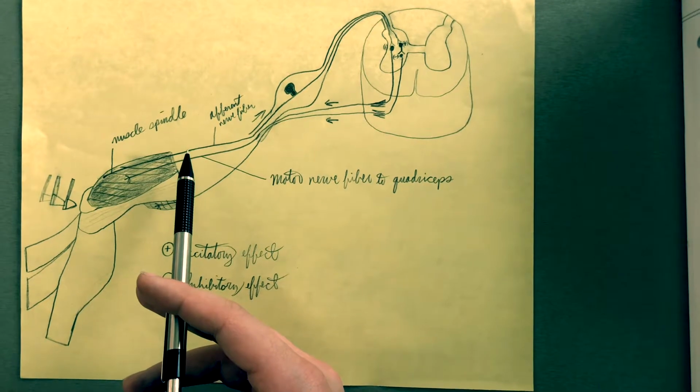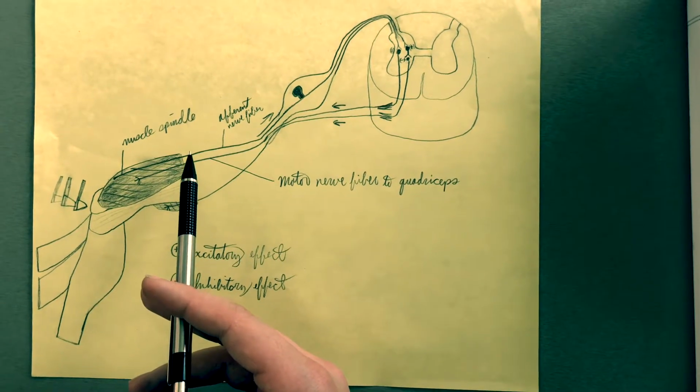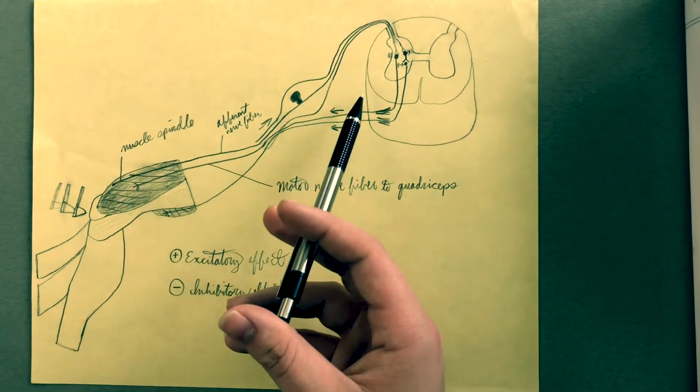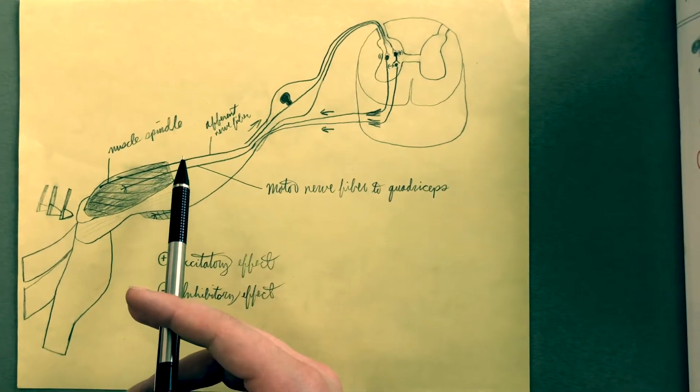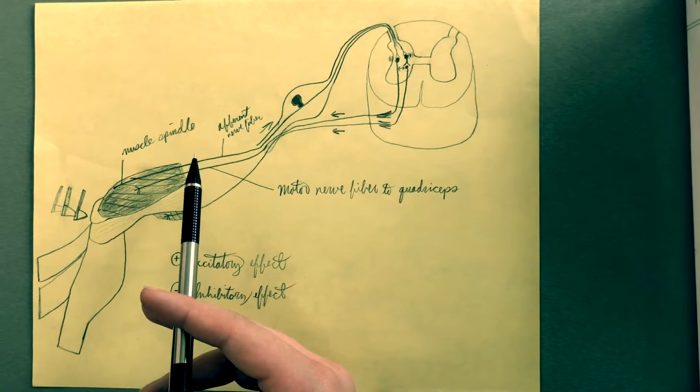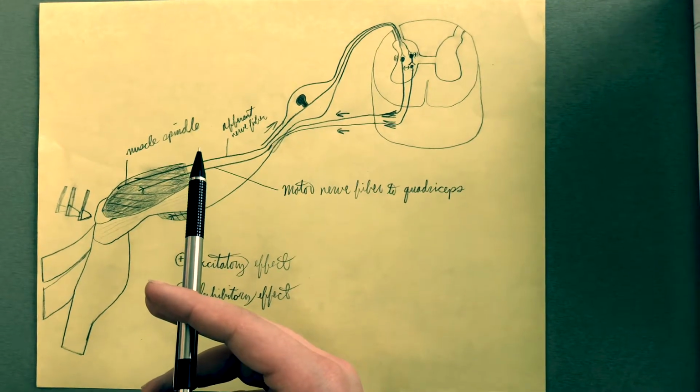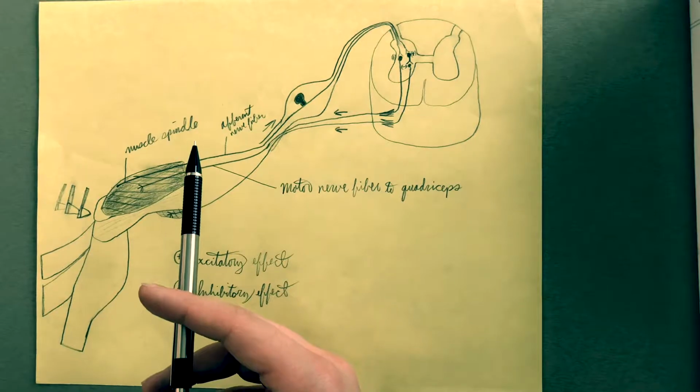At the same time, a branch of the afferent nerve fiber stimulates an inhibitory interneuron in the spinal cord. That neuron inhibits the motor neuron that supplies the hamstring muscles. Hamstring contraction is inhibited, so the hamstrings, the knee flexors, do not antagonize the quadriceps, the knee extensor.